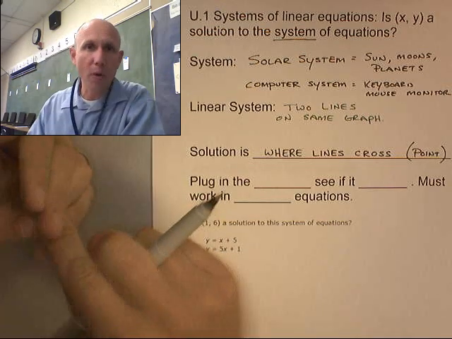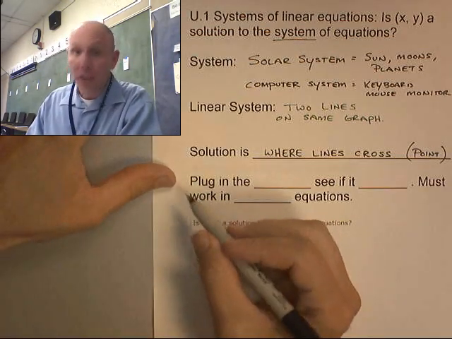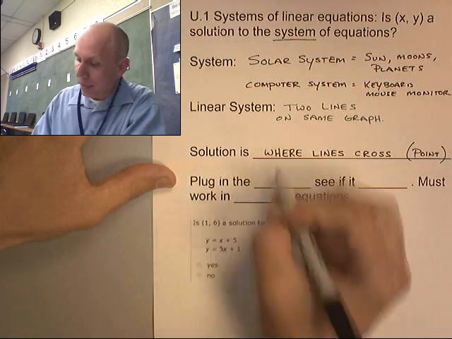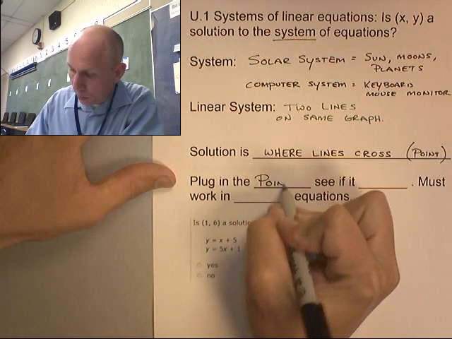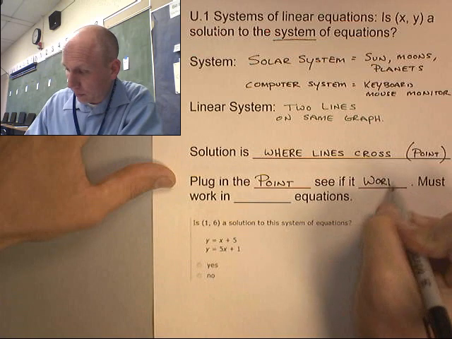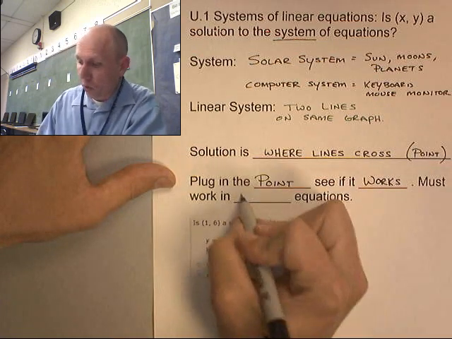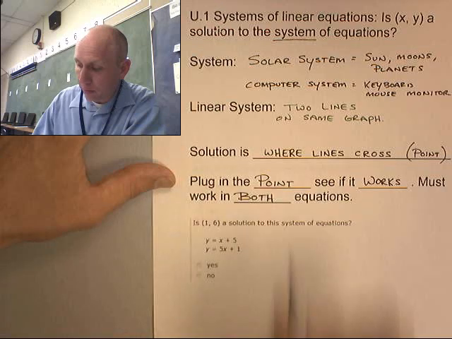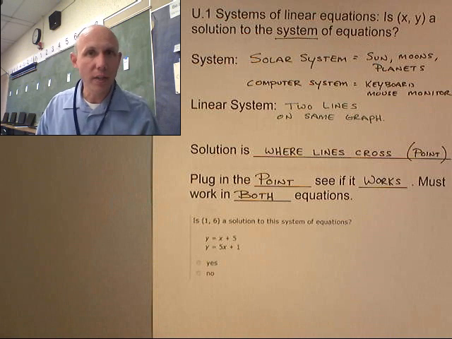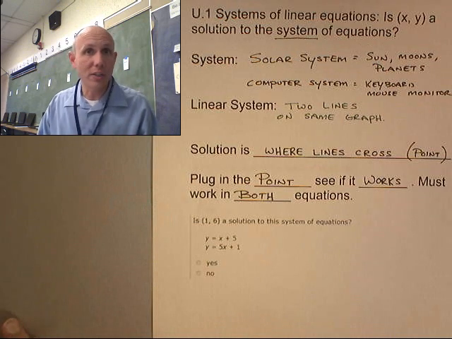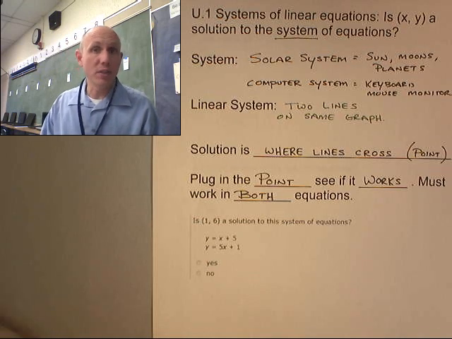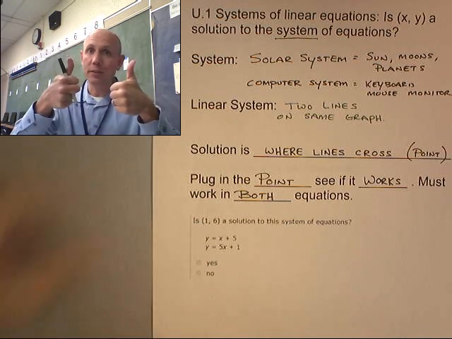So how do we tell if a point is a solution without graphing it? We'll graph later, but not today. You're going to plug in the point. See if it works. Must work in both equations. So we're going to be plugging a point into a linear equation, and we're going to see if it's true or false, if it works or not. And we're going to plug it into a second one and see if it works or not. If it works in both of them, it's a solution.